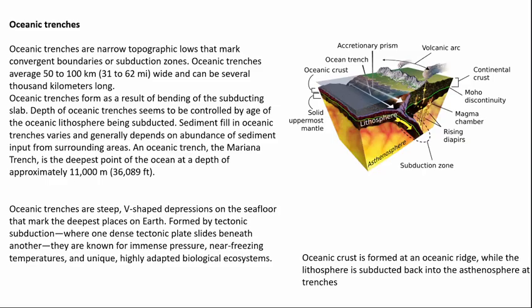So oceanic trenches are narrow topographic lows that mark a convergent boundary or subduction zone. Oceanic trenches average 50 to 100 kilometers wide and can be several thousand kilometers long. Oceanic trenches form as a result of the bending of the subducting slab. The depth of oceanic trenches seems to be controlled by the age of the oceanic lithosphere being subducted. Sediment fills oceanic trenches, just like it does at the back arc basin also.